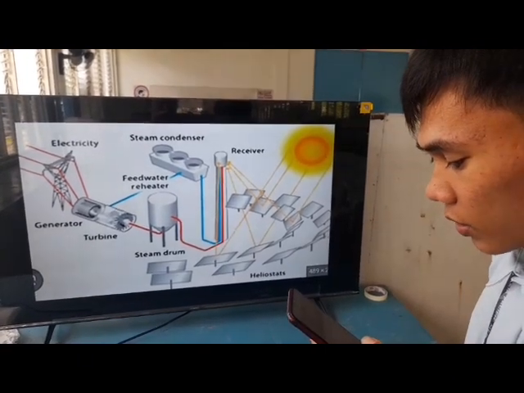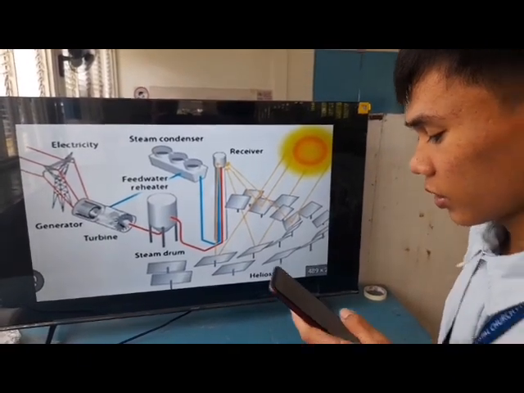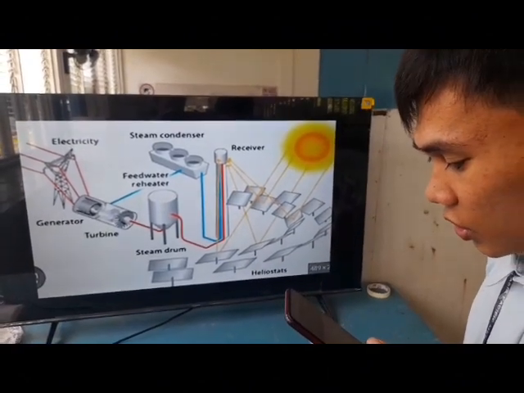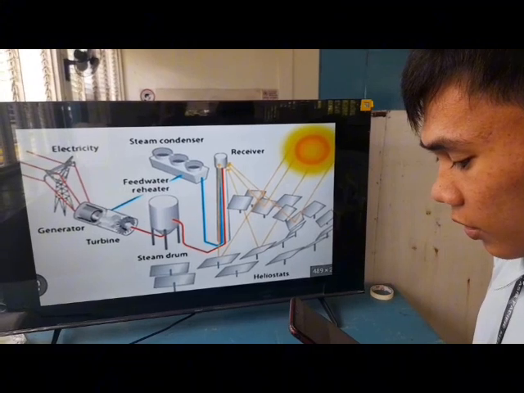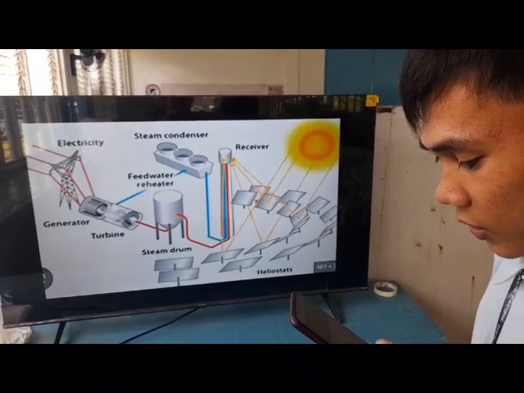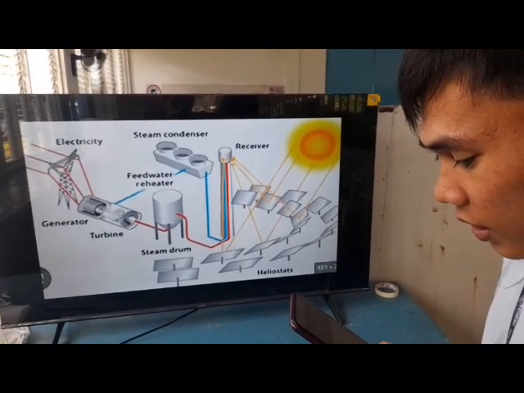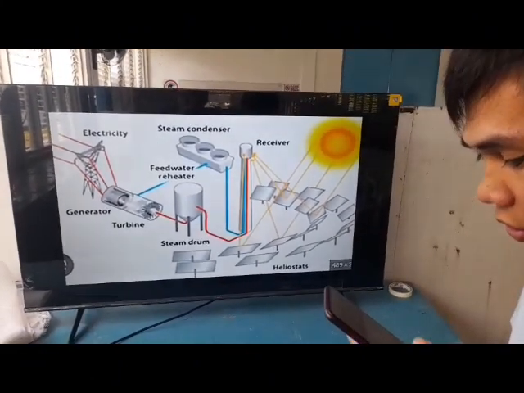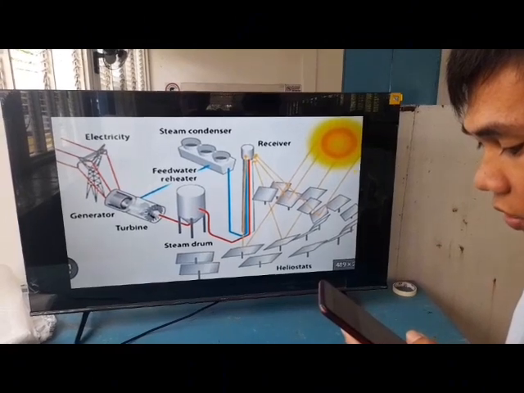Application: solar power towers are well suited for utility scale electricity generation. They are often deployed in areas with high direct sunlight, making them suitable for regions with abundant solar resources.